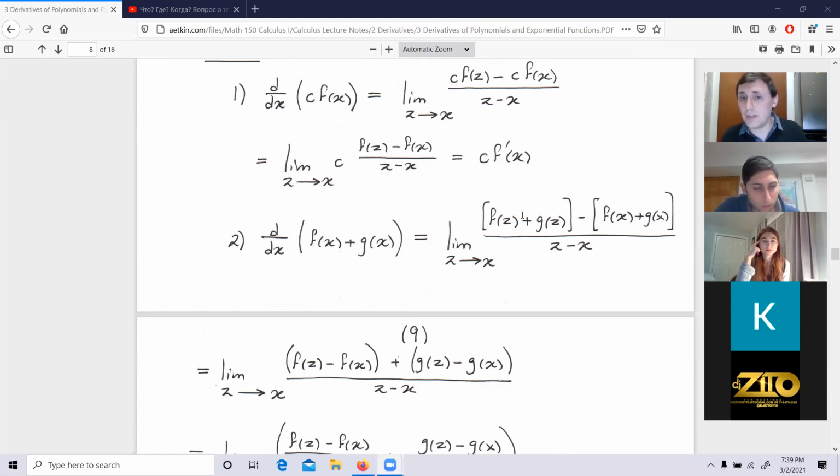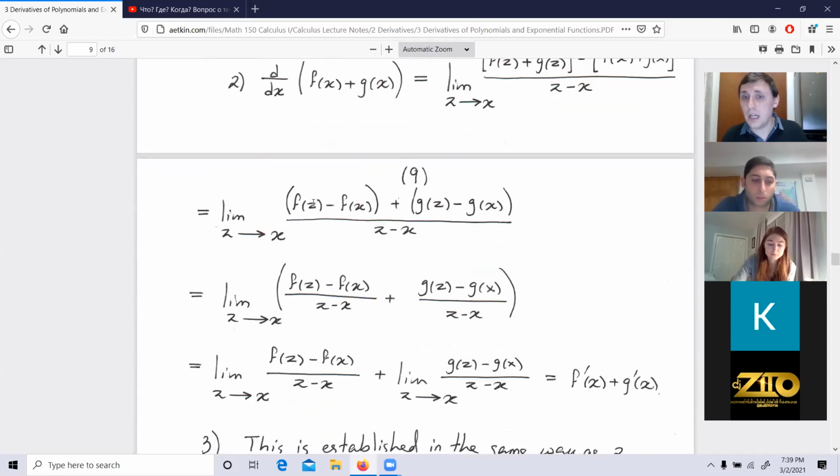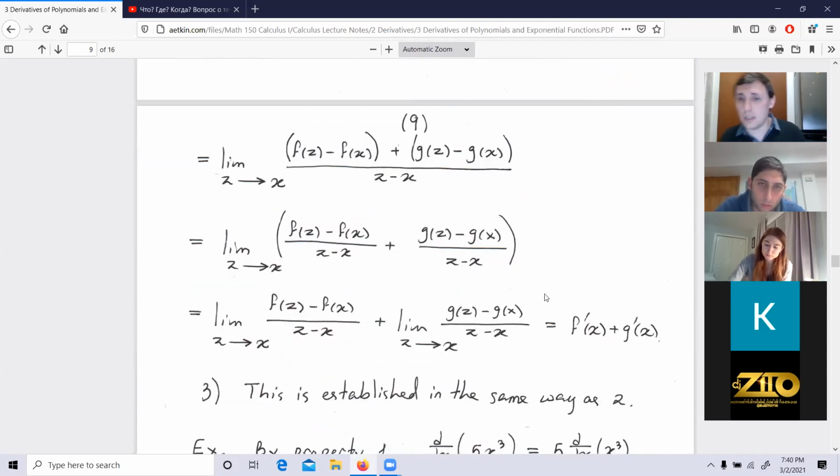Because look at it, by definition, it's this function: one function evaluated at z minus the same function at x, divided by z minus x. I can regroup it into f of z minus f of x over z minus x, and g of z minus g of x over z minus x. So I recognize this piece to be the derivative of f and this piece to be the derivative of g, which means that we have f prime plus g prime.